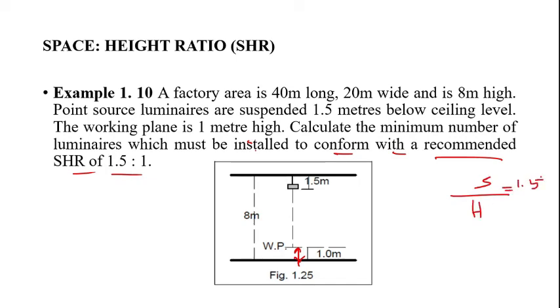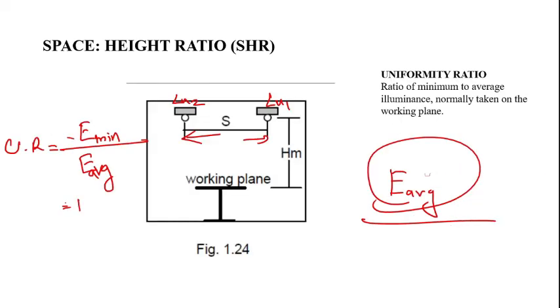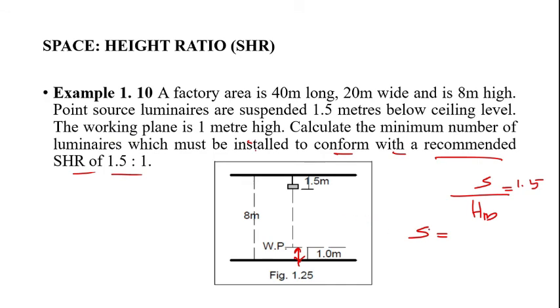So S will be equal to the space to height ratio times the mounting height. So space S, that means the space between two adjacent luminaires, is given by 1.5 into HM, that is the mounting height. But the mounting height is actually this height, that means the height between the luminaire and the working plane. So that is HM, mounting height.